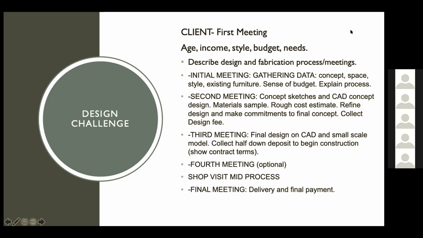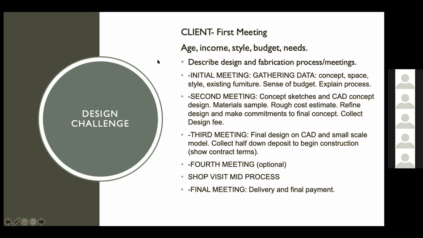So this is just an overview of my client meetings. Again, the first thing I need to understand is my client a little bit, right? I look at these basic things: age, income, their style, definitely their budget and what they're looking for, okay? And then I describe what our process is going to be together. So I describe these meetings we're going to have and what the design process will be. That initial meeting, which I'm about to go over in the next slide, includes these things: the concept, their space, the style, the existing furniture, their budget, okay? And I explain the process in that first meeting.